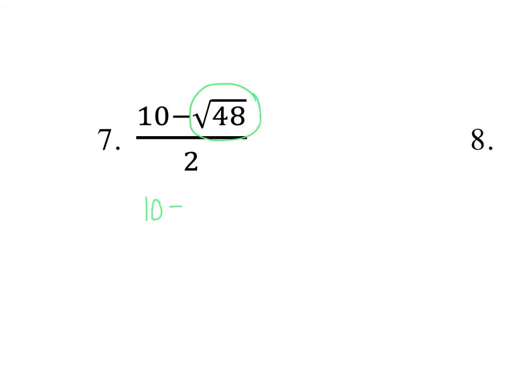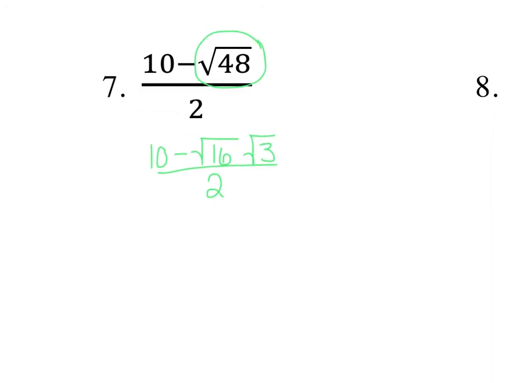So first I have to focus on this radical. 10 minus, the biggest square factor in 48 is 16. If you take out a 4, you're going to have 4 times 12. 12 still has a factor, so it's kind of like reducing a fraction and then having to reduce it a little bit more. But 16 times 3 is the square root of 48. So I rewrite the square root of 48 as root 16 times root 3. Square root of 16 is 4. So this becomes 10 minus 4 square roots of 3 all over 2.